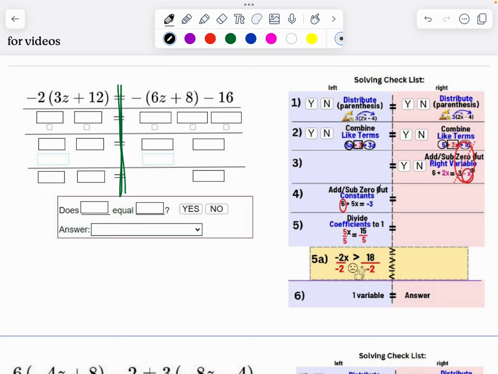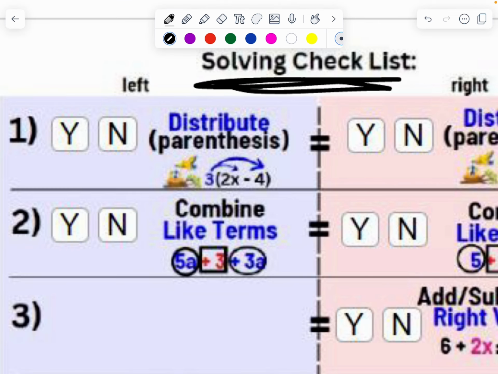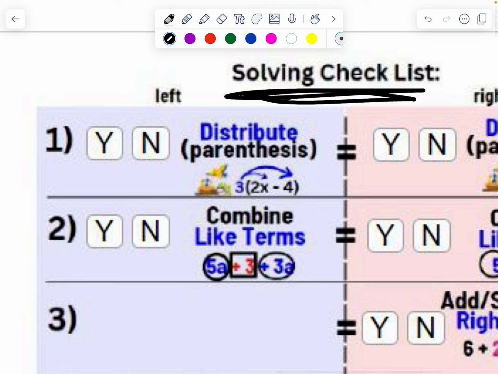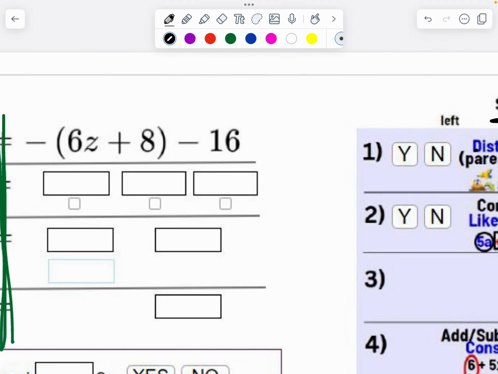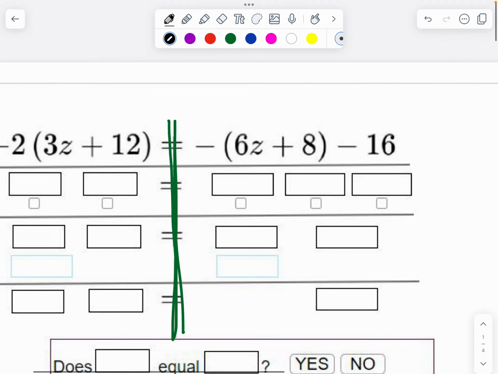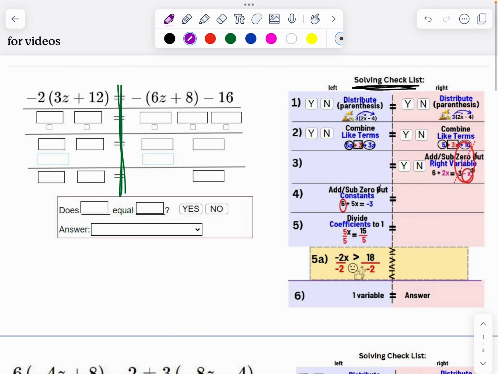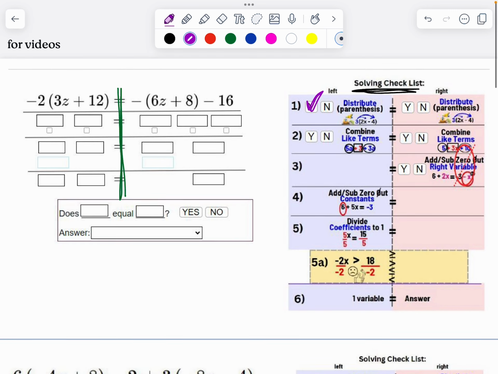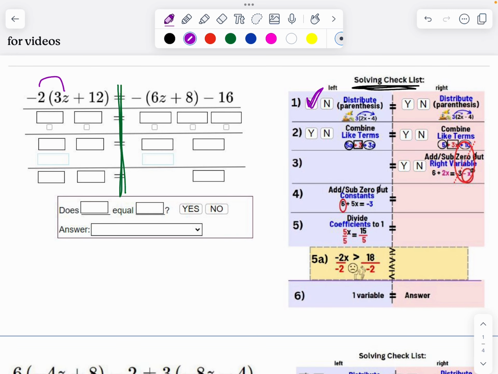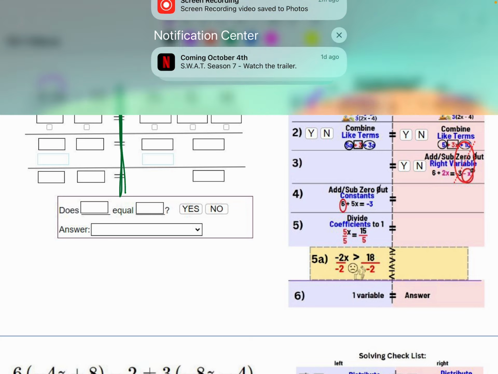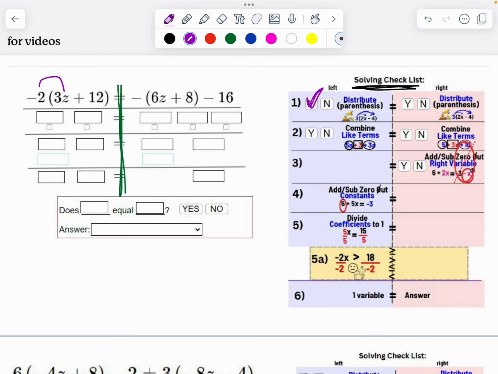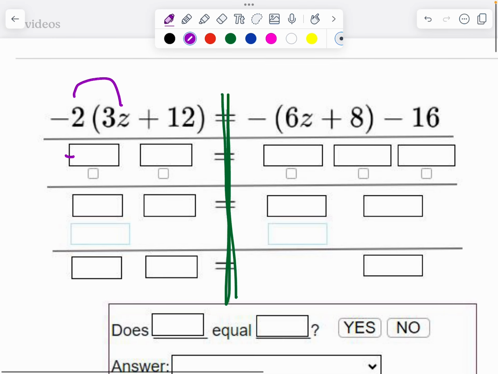And I'm going to look at my checklist, this right here, and I'm going to go to step 1. Do I see parentheses on the left side? And so let's look at my problem, and I do see parentheses. So I'm going to select yes, that I need to distribute. So we're going to go ahead and multiply negative 2 times 3z. And I get negative 6z. And then negative 2 times positive 12 is negative 24.